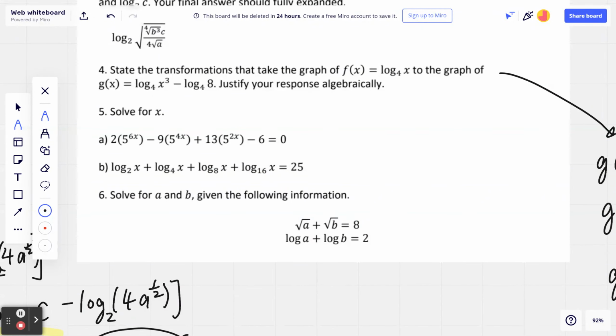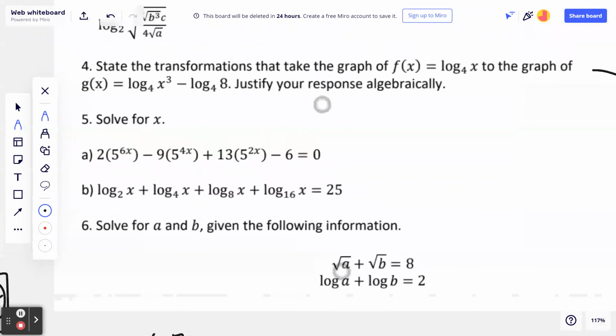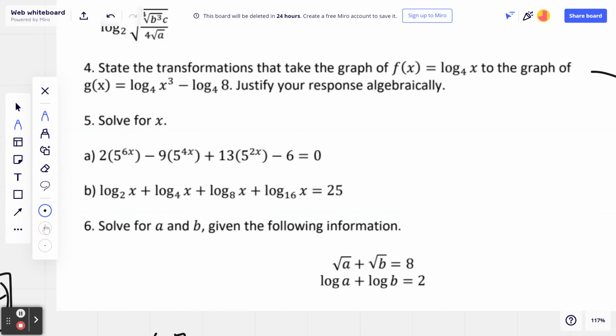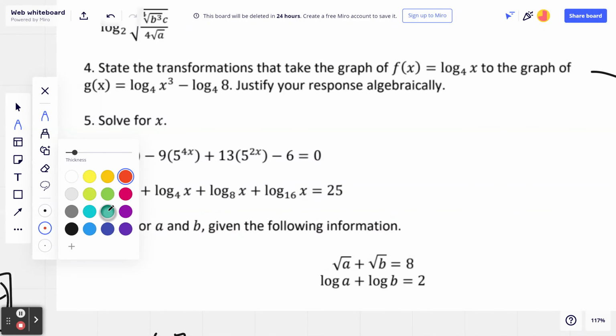Question number 5. Solve for x, and there's part A and part B. Again, let's start with part A. Let's see if I can solve it right here. Let's switch colors for you, just like that.